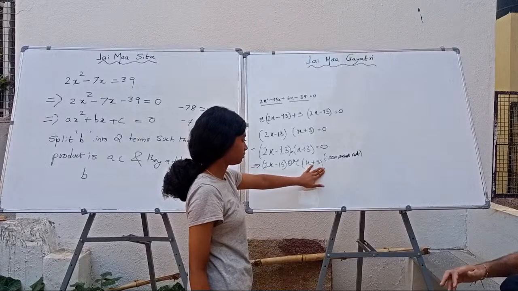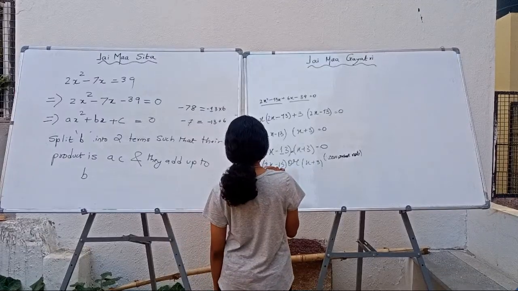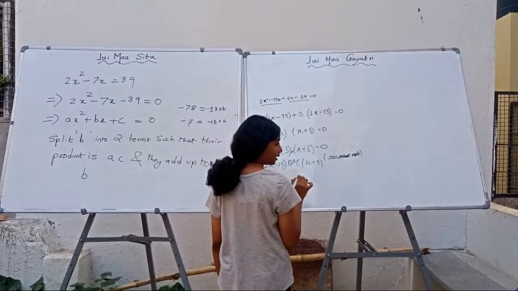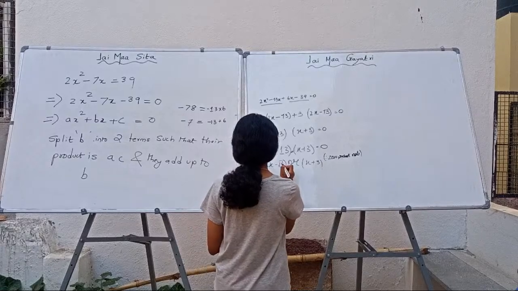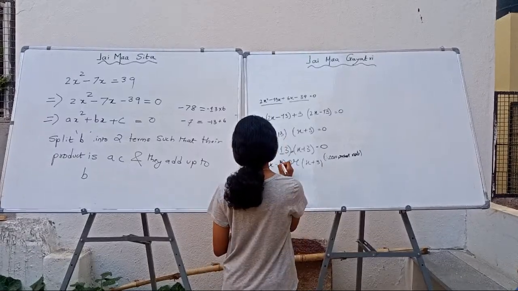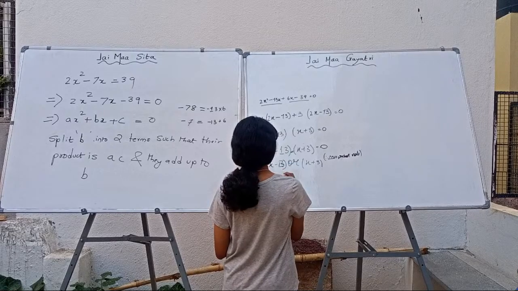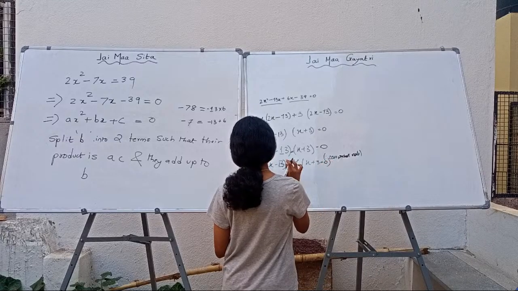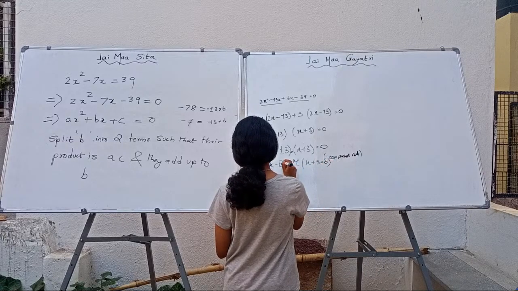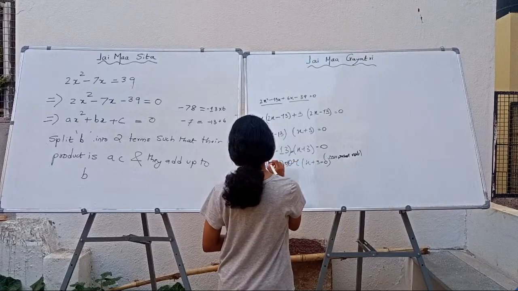Okay. All right. So now you solve. No. So 2x minus 15 is equal to 0. Okay. 2x minus 13 is equal to 0 or x plus 3 is equal to 0. Okay. Solve individually each one of them.